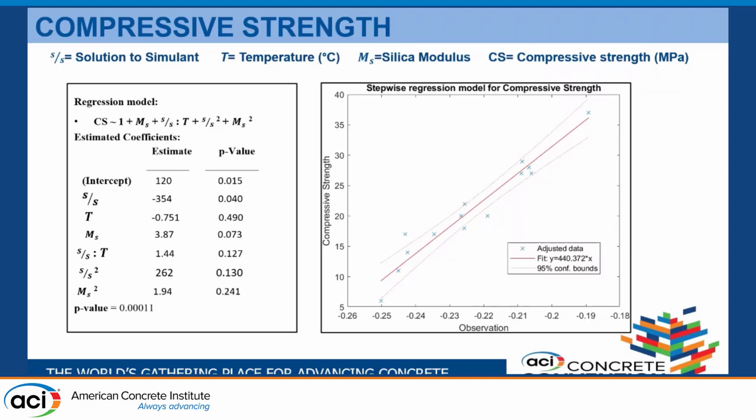This is the solution to simulant and silica modulus. They are statistically valid because, as you can see, the p-values are respectively close to the 0.05 threshold. And the overall p-value of the model was 0.0011, which again is within the specific threshold of the p-value.